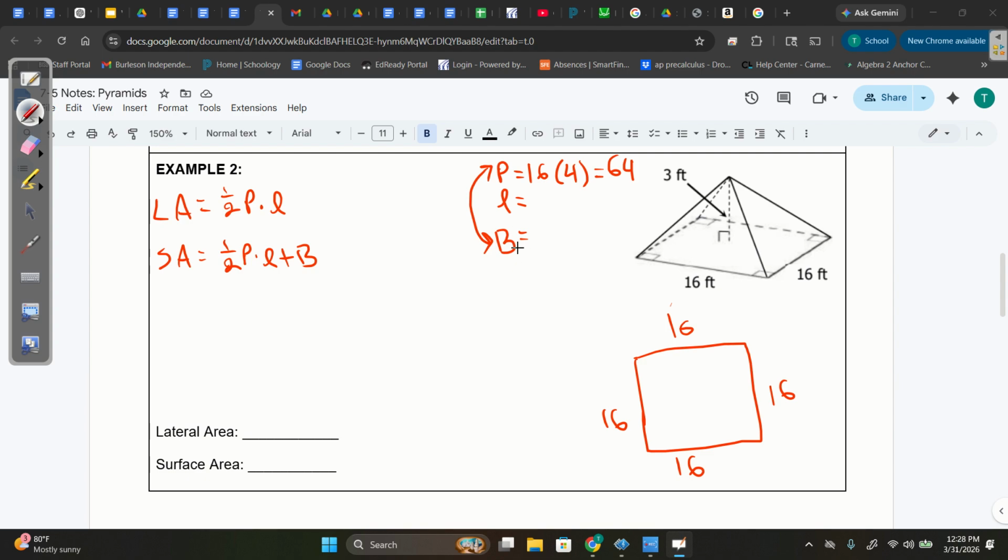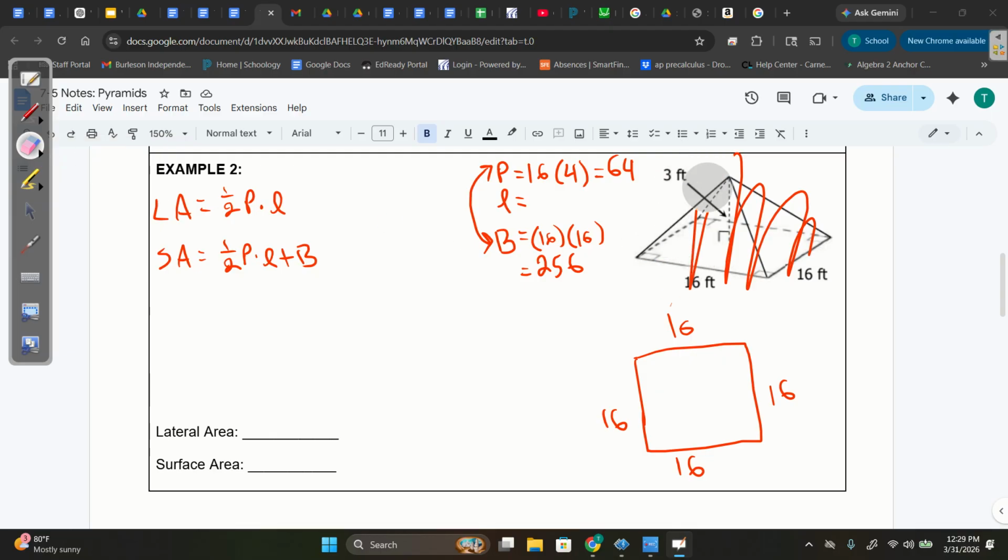The area of the base is very similar to how we did on number 1. Base times height, ignoring the 3D shape, just looking at my 2D shape for now. The base of this is 16. The height of this 2D shape is 16. And when I plug that in, I should get 256.